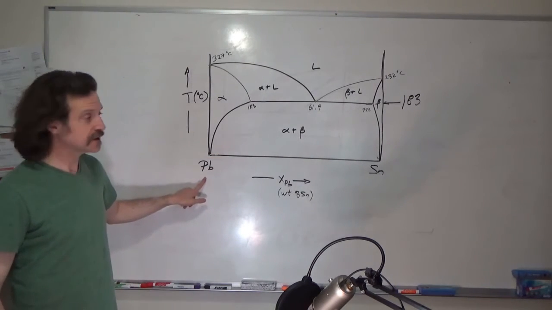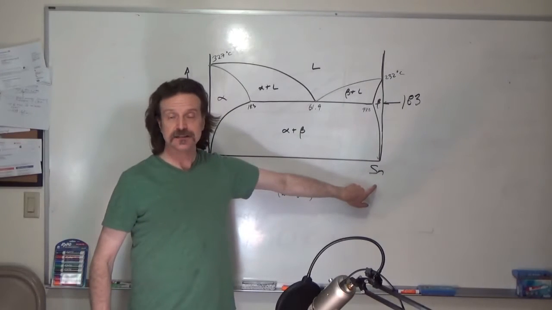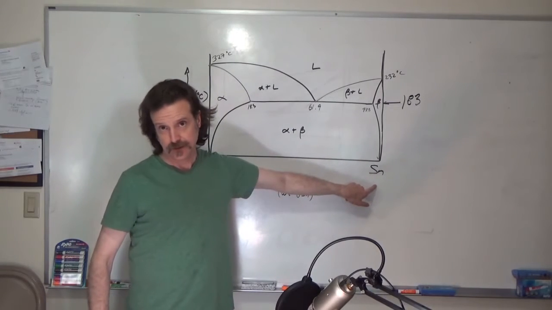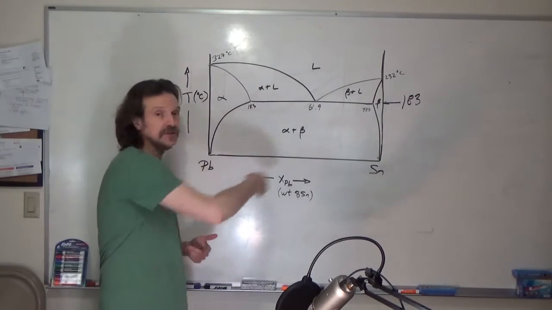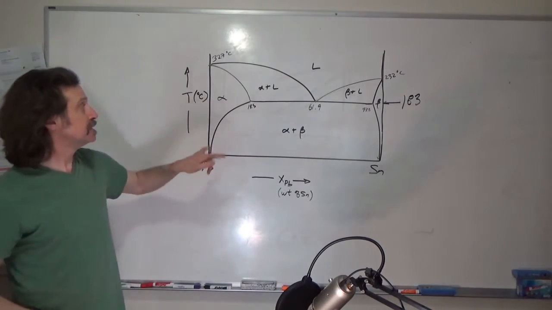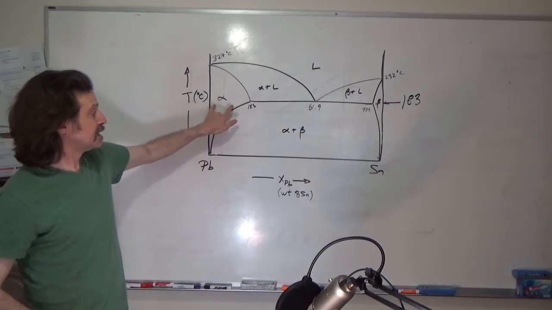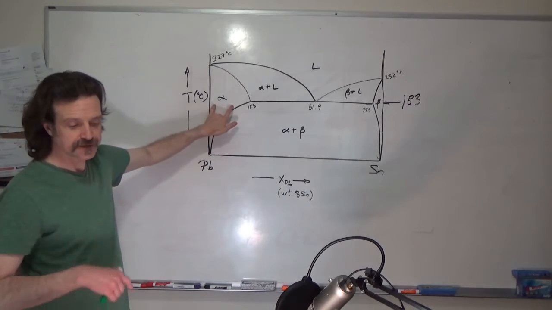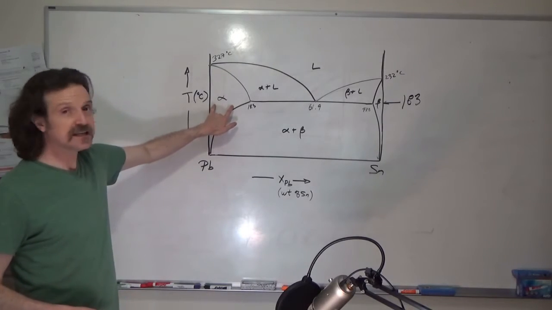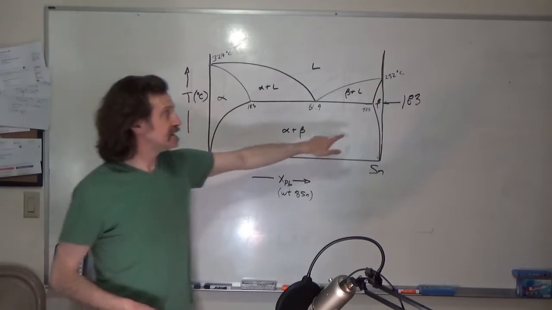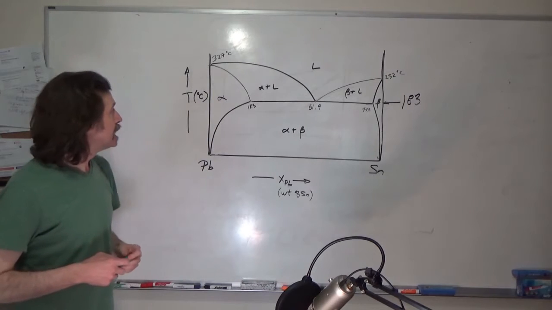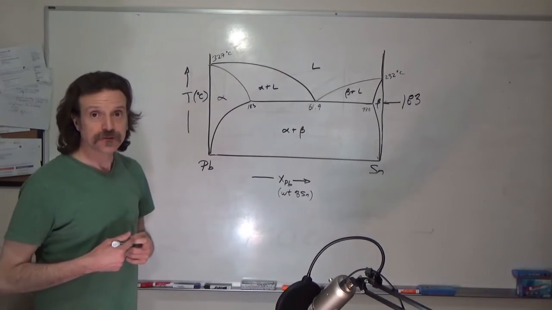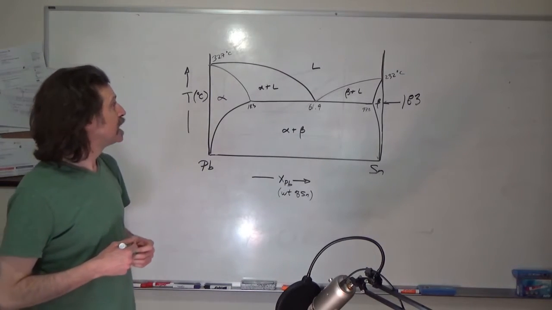Lead is face-centered cubic, tin is body-centered tetragonal, which means that the two cannot be completely soluble in each other. Also notice that the lead is better capable of having tin in its structure than tin is lead. In this diagram, I also want to point out a few other features that are of interest.